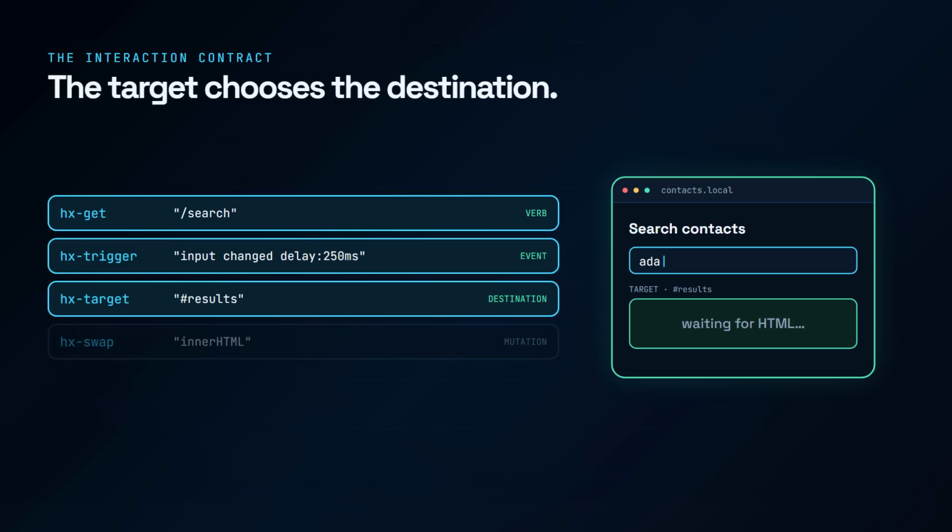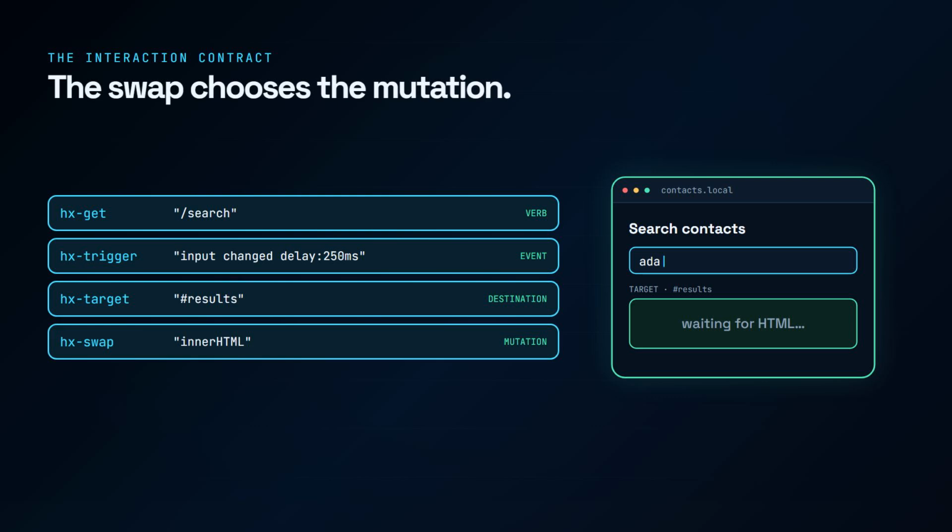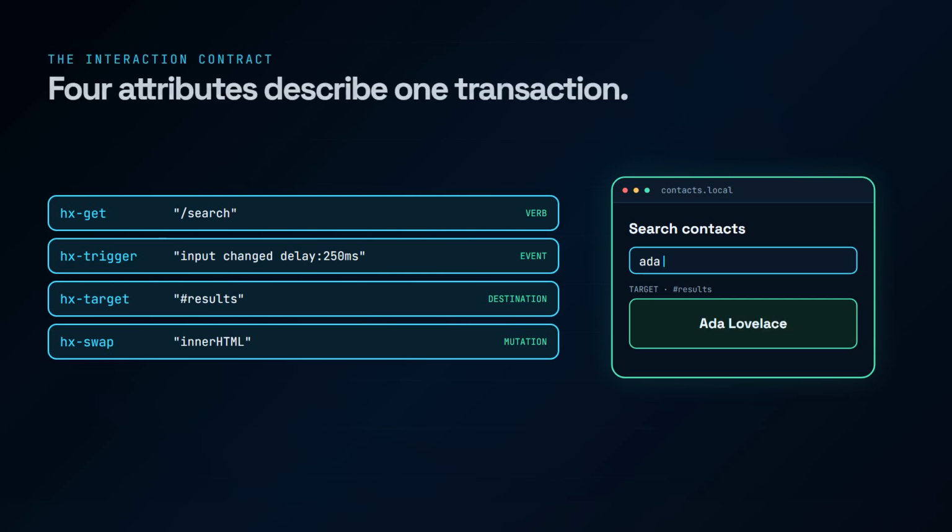Four attributes describe almost the whole transaction. The verb says what request to make. The trigger says when to make it. The target says where the answer belongs. And the swap says how the new fragment should enter. Replace the inside. Replace the whole element. Append, prepend, or delete. That is more important than the syntax.